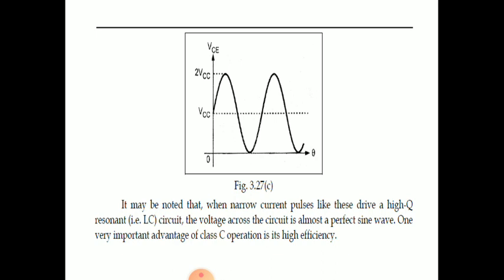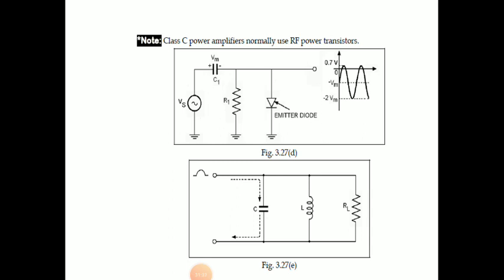This type of phenomenon occurs in class C operation, where the transistor operates for less than 180 degrees, giving narrow pulses. But as the output is a tuned circuit, the output voltage across the tuned circuit will look like a perfect sine wave because of the tuning circuit. And class C power amplifiers normally use RF power transistors, radio frequency power transistors.